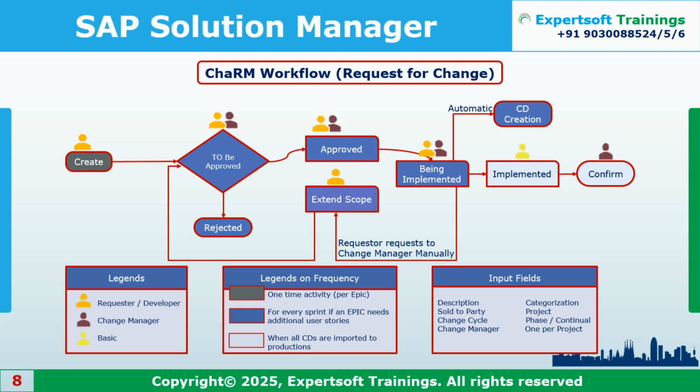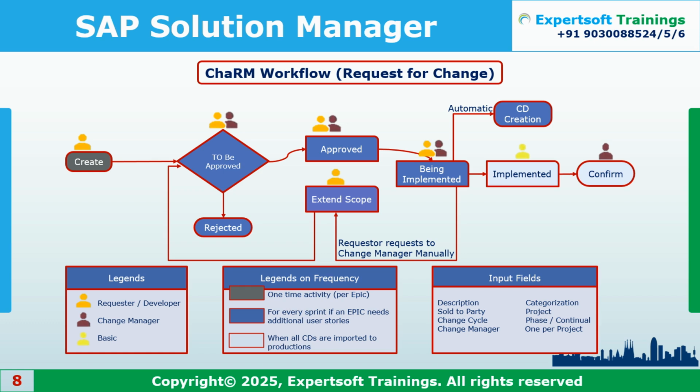Again, go to extended scope and create a new change document to be approved. By using this workflow, after it is implemented, it will not be used again. He has to create a new request for change to create a new change document to create a new TR. Okay, so this is all about the request for change document.